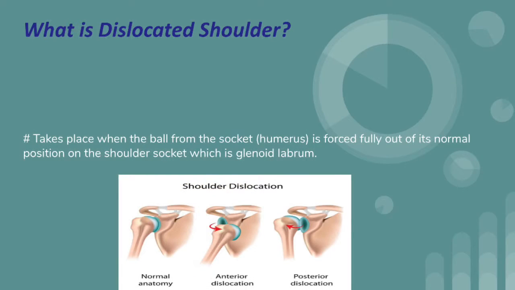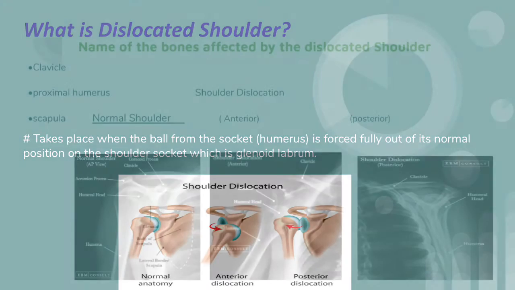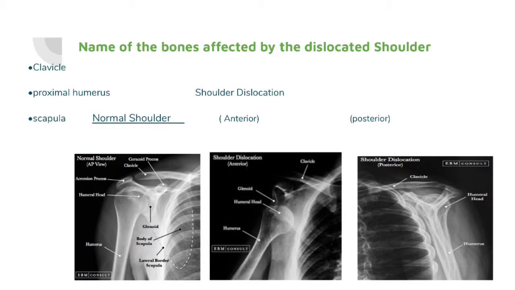So, what is a dislocated shoulder? It's basically when the ball of the humerus is forced fully out of its normal position in the shoulder socket, which is the glenoid labrum. The bones affected by a dislocated shoulder are the clavicle, proximal humerus, and scapula.